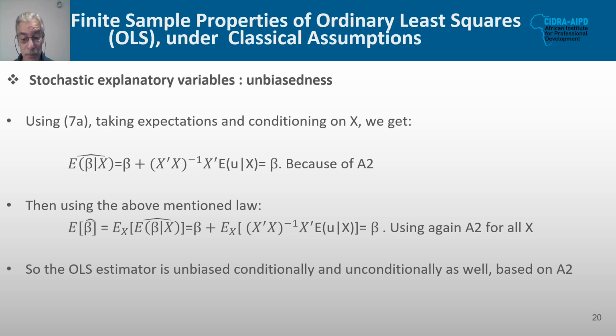Then we have to prove this for the expected value of beta hat for any X. So we take the law of iterated expectations, and we say that the expected value of beta hat equals the expected value with respect to X of the expected value of beta hat given X. And this again equals beta plus the expected value over X of the expression in the square brackets, that is X transpose X inverse X transpose, and then the expected value of U given X again, which by assumption number 2 is equal to 0. So all the expression in the square brackets equals 0, and then the expected value of beta hat equals beta. So the OLS estimator is unbiased, conditionally and unconditionally as well.